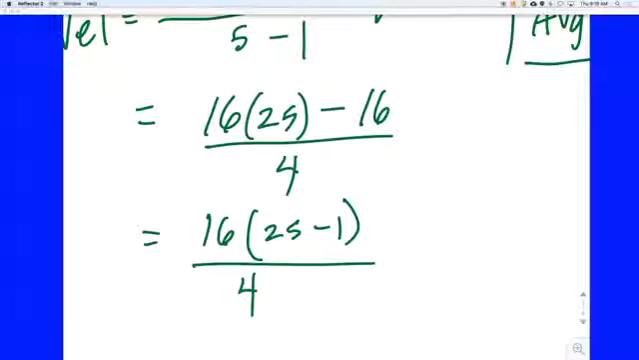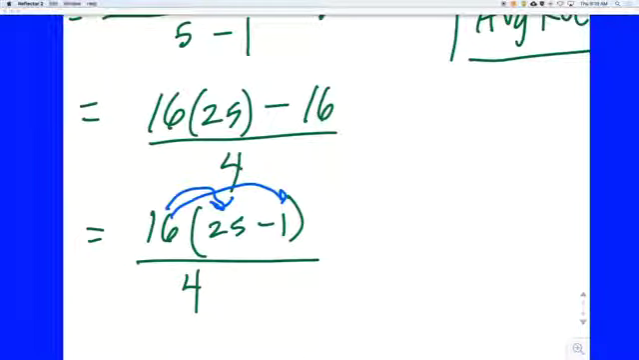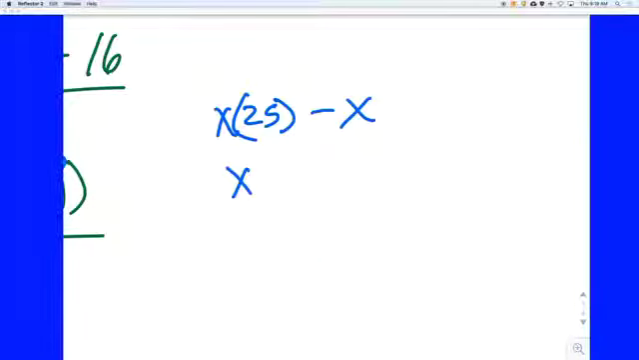I factored the 16 out of both terms. Let's try it again. Let's distribute. Let's see what happens when we distribute. If I distribute, I get 16 times 25, which is right here. Minus, if I distribute, I get 16 times 1, which is what? 16. Okay, what if this were like x times 25 minus x? Y'all would know easily then to factor the x out and call it 25 minus 1, wouldn't y'all?